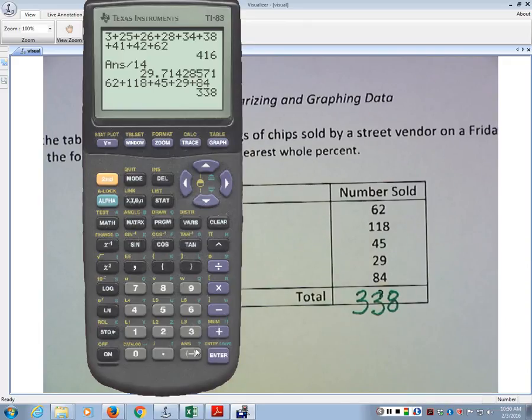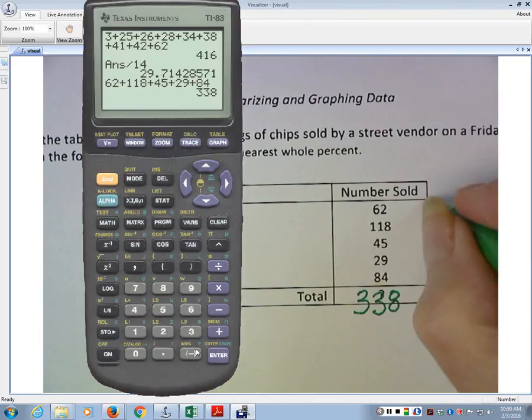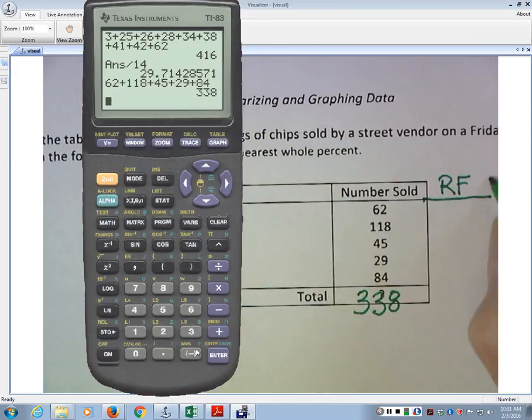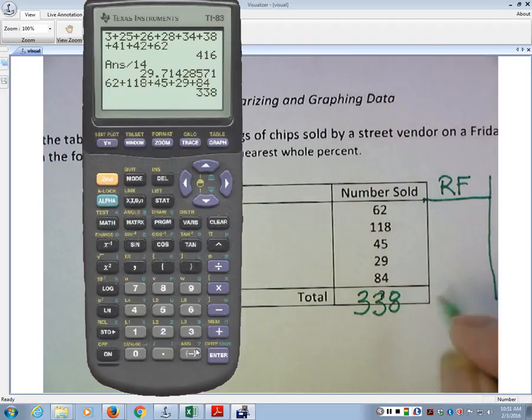And I'm going to use that to create what is called relative frequency, which I'll just denote RF out here. I believe you probably learned how to do relative frequency when you did histograms. Okay, so 62 over 338. Actually, I'm going to be really lazy. I'm going to use the calculator to its full advantage.